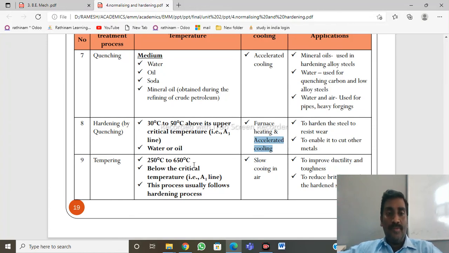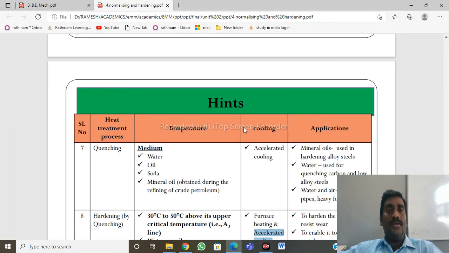Then the last point is tempering. Tempering is 250 to 650 degrees centigrade, below the critical temperature of the A1 line. This process usually follows the hardening process, with slow cooling in air at atmospheric conditions, to improve ductility and toughness and to reduce the brittleness of the hardened steel. So the tempering process is also almost similar to the normalizing process.